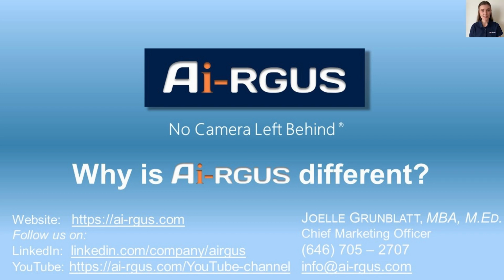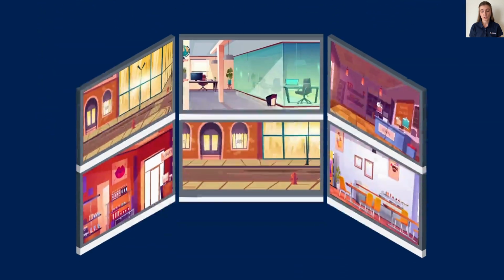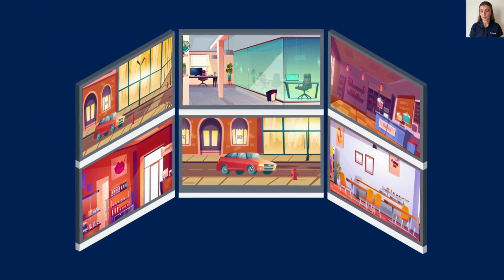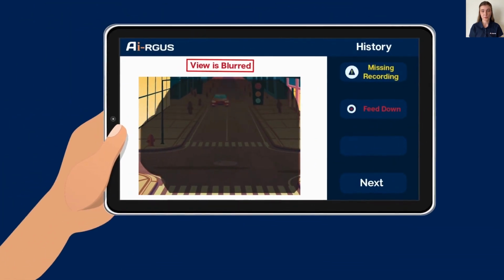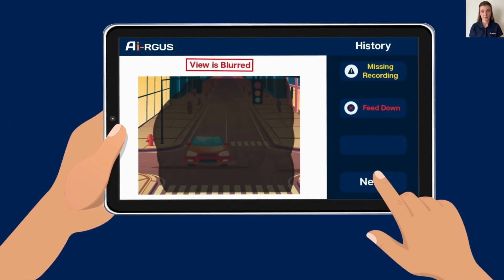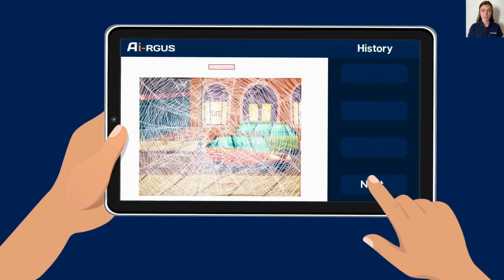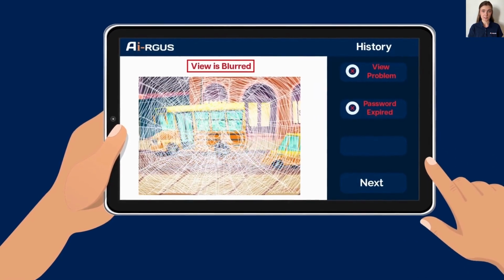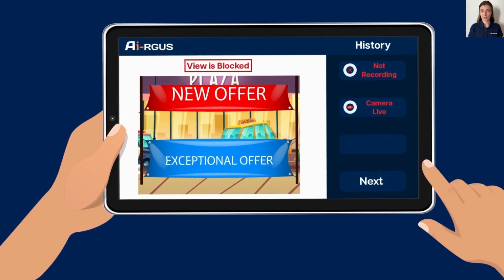Why is Ai-RGUS different? You may have questions regarding the specifics of the functionality and why to use Ai-RGUS versus any other existing solution. Ai-RGUS is purpose-built for camera performance monitoring. The problem of not having the information from the cameras when you need it has existed since cameras exist. But there was no solution that could solve the problem in its entirety.